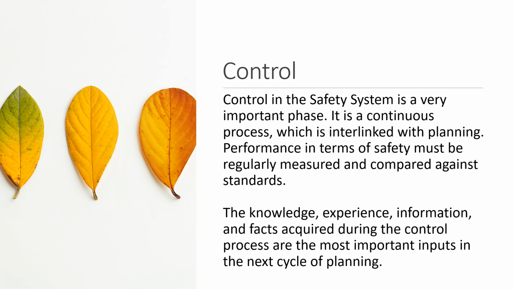So control in the safety system is a very important phase. It is a continuous process which is interlinked with planning. Performance in terms of safety must be regularly measured and compared against standards. The knowledge, experience, information, and facts acquired during the control process are the most important inputs in the next cycle of planning.